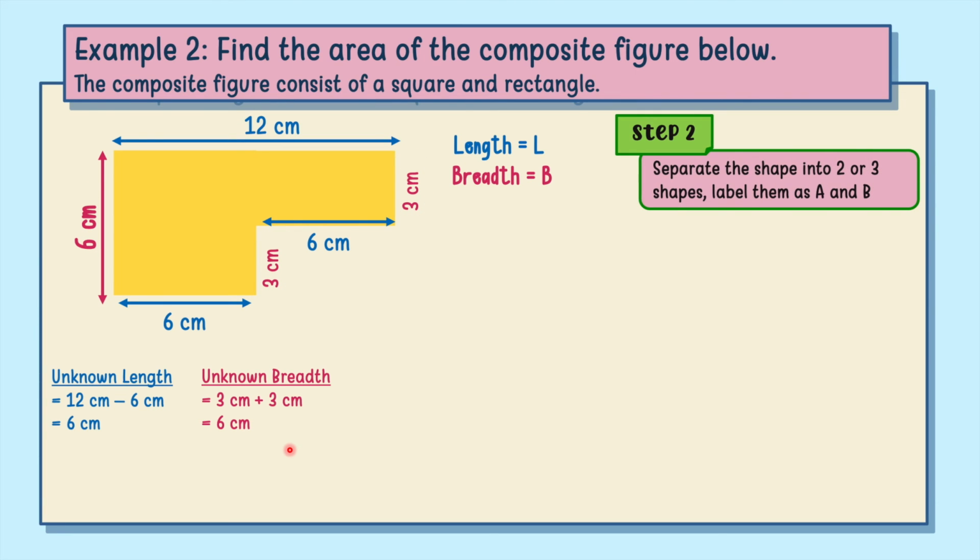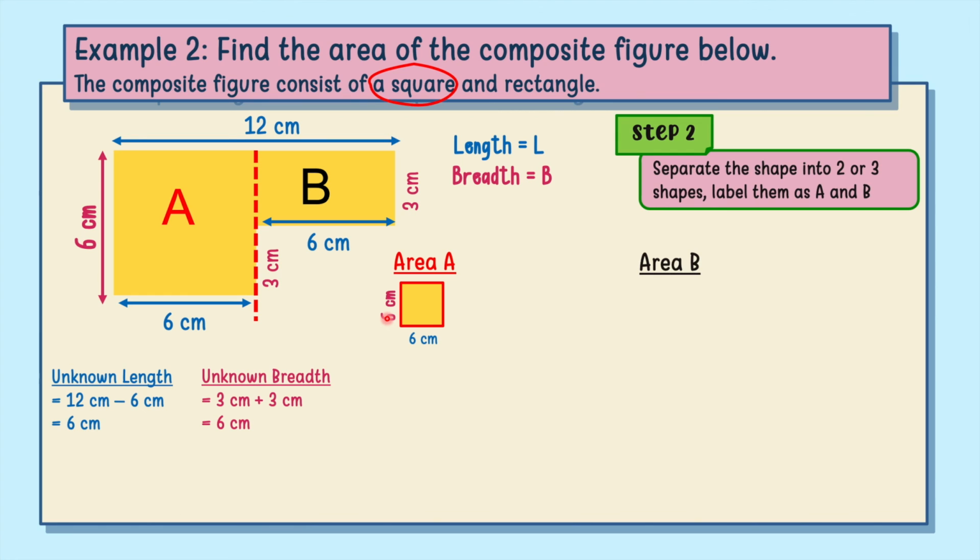Step number 2, separate the shape into 2 or 3 shapes, label them as A and B. So again, I separate them here. I have here A and B. Remember earlier, it was already given as a hint that this composite figure consists of a square. Obviously, if you look here, area A is a square, because all sides are equal here. So this is 6 centimeter, here also 6 centimeter. Next, area B, the length is 6 centimeter and the breadth here is 3 centimeter. So I can write it down so I can easily see them separately.